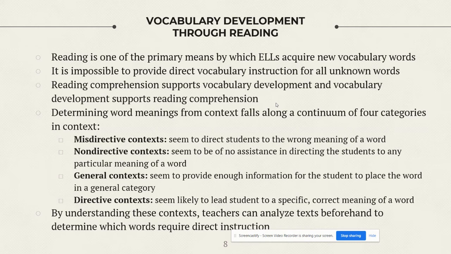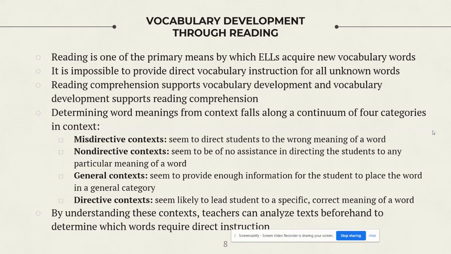Misdirective context is seen to direct students to the wrong meaning of words. So anytime we're looking at context clues, they could fall under these 4 categories. Misdirective is when the clues that are provided are actually misleading. There's non-directive context that seems to be of no assistance in directing the students to any meaning. General context seems to provide enough information so the student can place a word or have a basic understanding. And then there's directive context that seems to lead a student to a specific correct meaning.